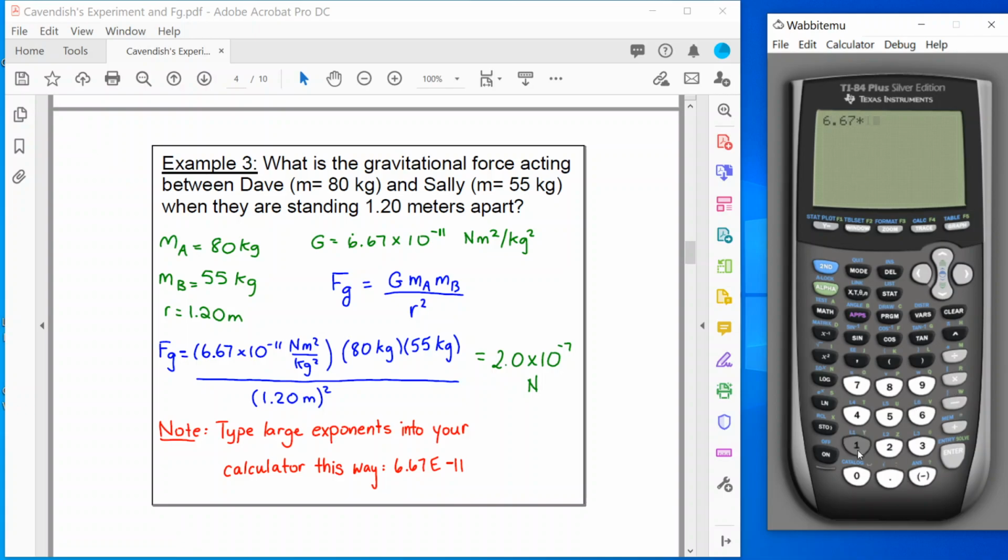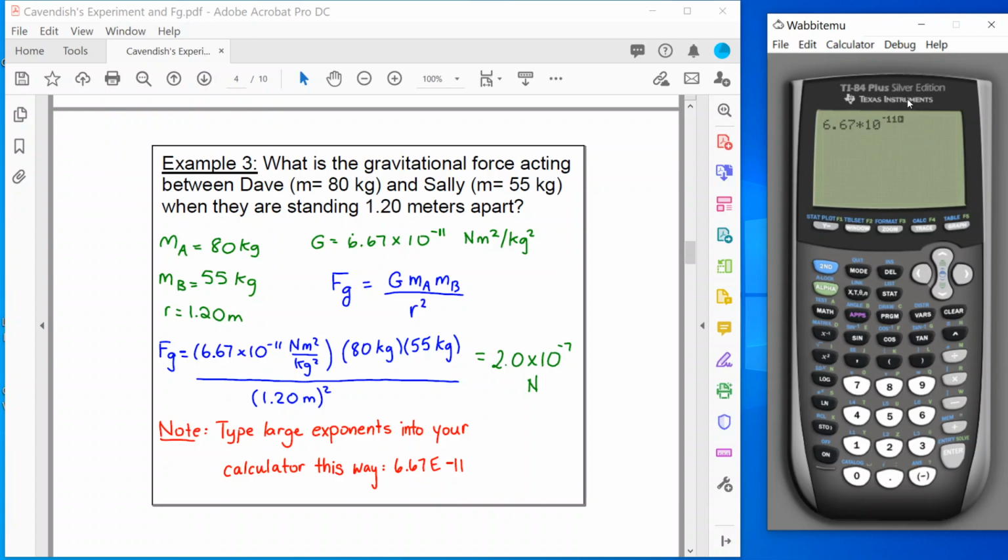6.67 times 10 to the power of negative 11. The problem with what I've just done is, first of all, it's a lot of keystrokes, takes a little bit of time to type in, but the bigger problem is that when you do it this way, the calculator doesn't know that this number is just one number. It actually thinks that the 6.67 is separate from the 10 to the power of negative 11, which is bad because when we do longer, more complicated calculations, we can actually end up with calculator errors due to that.